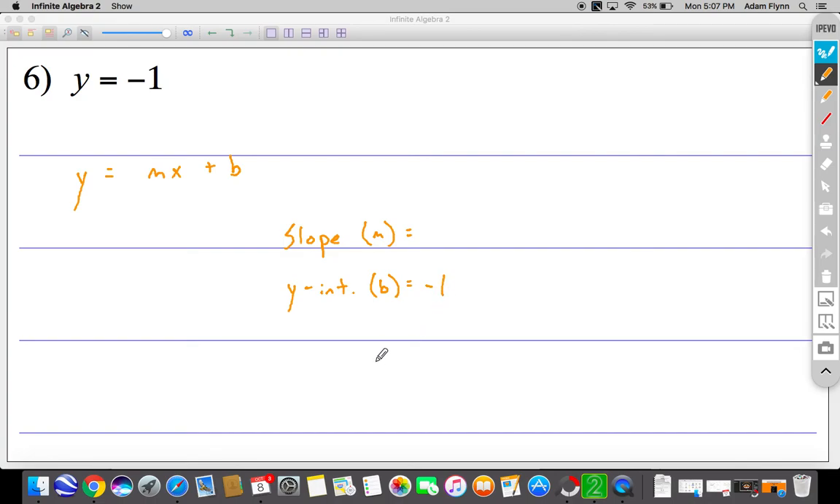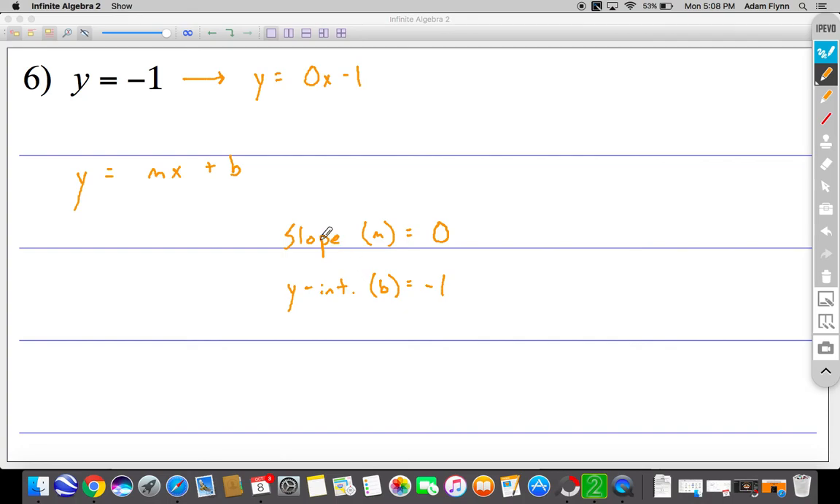So now we have to figure out what to put for our slope. In this situation right here, when we have y equals some number, is the same thing as having y equals 0x, and in this case, we have minus 1. So if I rewrote my equation like this, it's pretty easy to tell that the number attached to my x is a 0. So my slope would be 0.